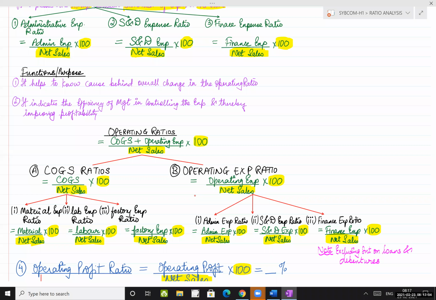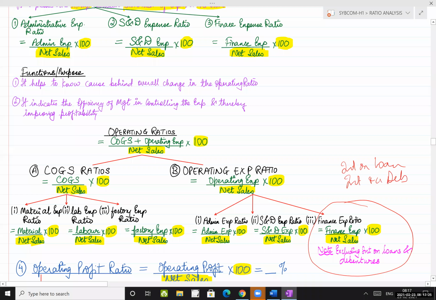See here I have clearly mentioned for financial expense that it is excluding interest on loans and debentures. When I was teaching you vertical financial statements, I had made this very clear that interest on bank loan taken, and interest on debentures, you will subtract separately. Net profit before interest and taxes.